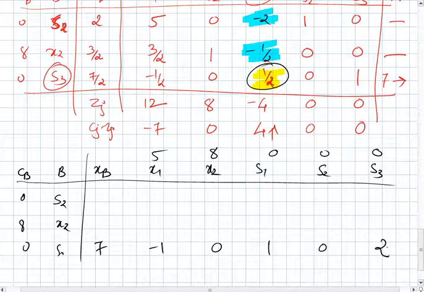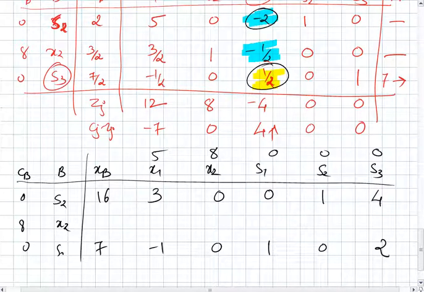Now to make this entry 0, we have to multiply this row by 2 and add up here. So 14 plus 2, so it is 16. Here it is minus 1 times 2, so here it will be 3, here it will be 0, 0, 1 and 4. Now to make this entry 0, we directly add this row to here, so we will get 3 by 2 plus 7 by 2, it is 10 by 2, so the answer is 5. Now similarly here it is 1, here it is 1, here it is 0, 0 and 1.